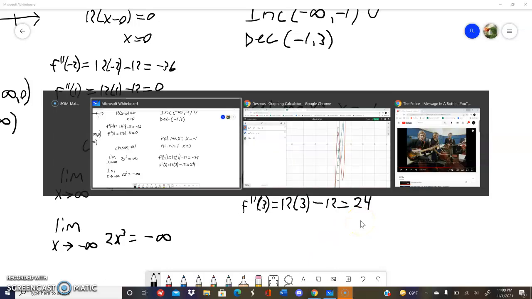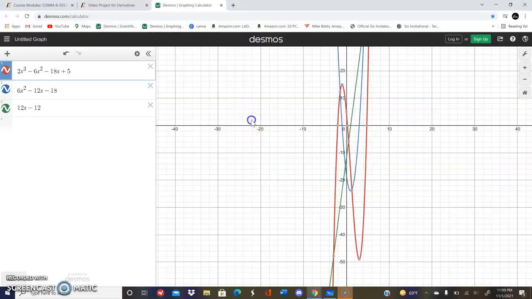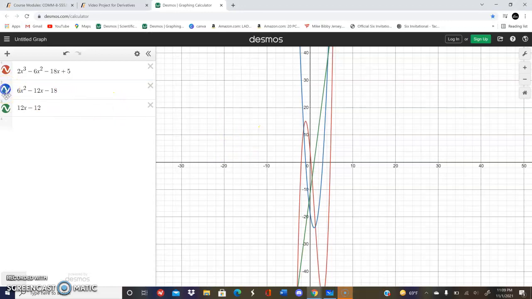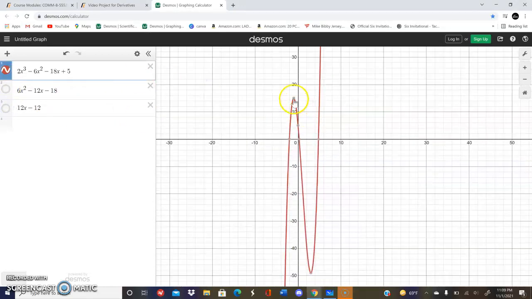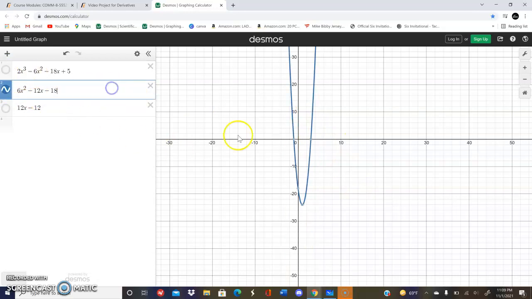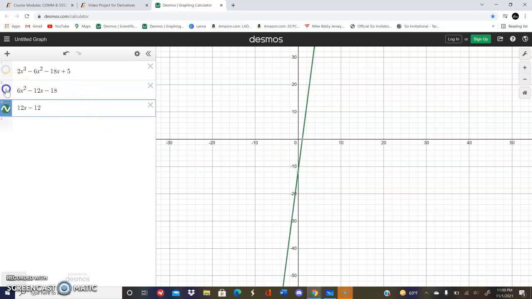Now to show you the graphs, here we go. We have negative 1 and 3 there. First derivative. And our second derivative. Here's all of them together.